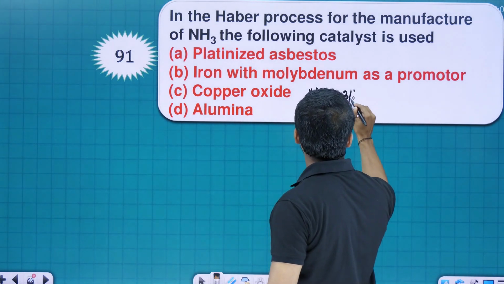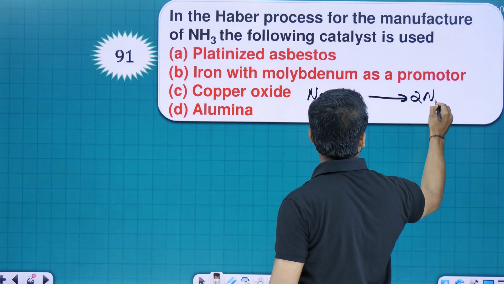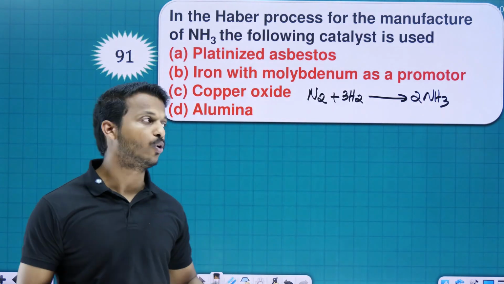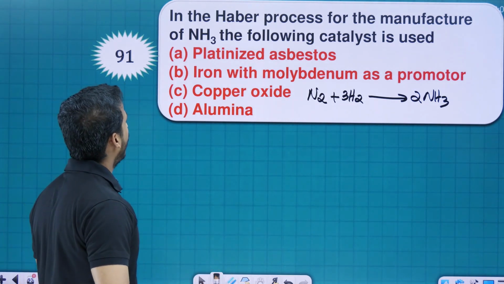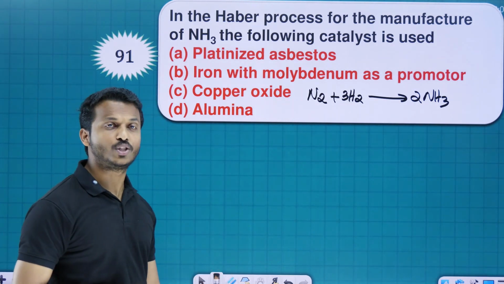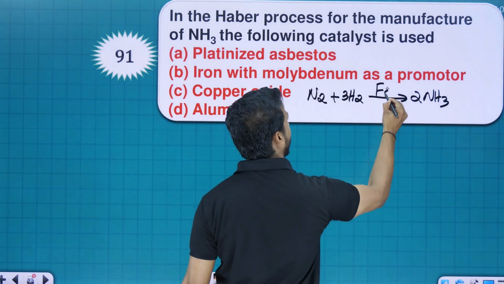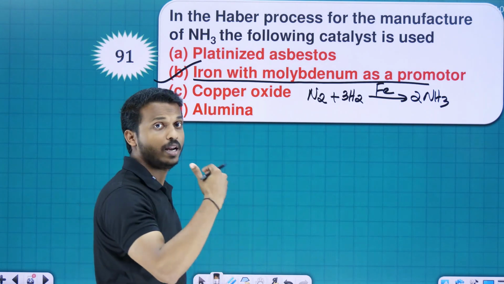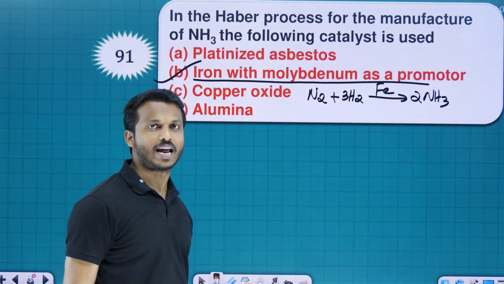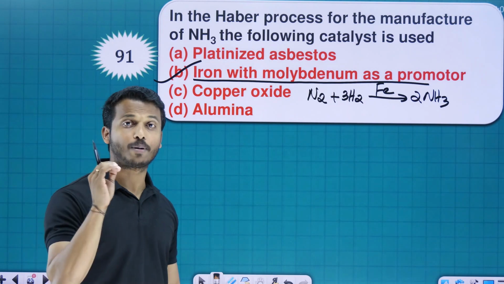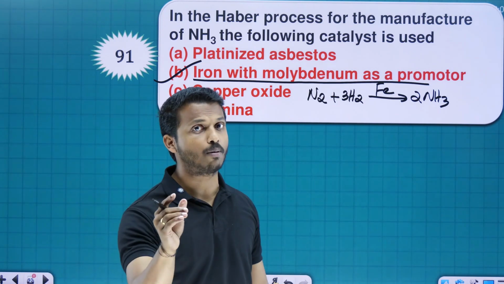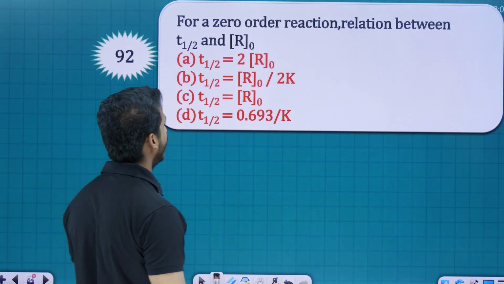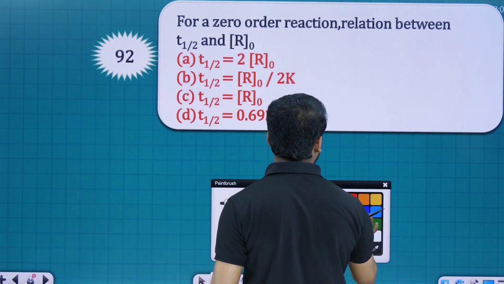In the Haber process, you know what is Haber process? N2 plus 3H2 gives 2NH3, which is the preparation of ammonia. Industrial preparation of ammonia is called the Haber process. Question, what catalyst is used here? The catalyst is iron, with molybdenum as a promoter. Promoter means it increases the activity of the catalyst. So in the Haber process, the preparation of ammonia, please remember the catalyst is which one? Iron.